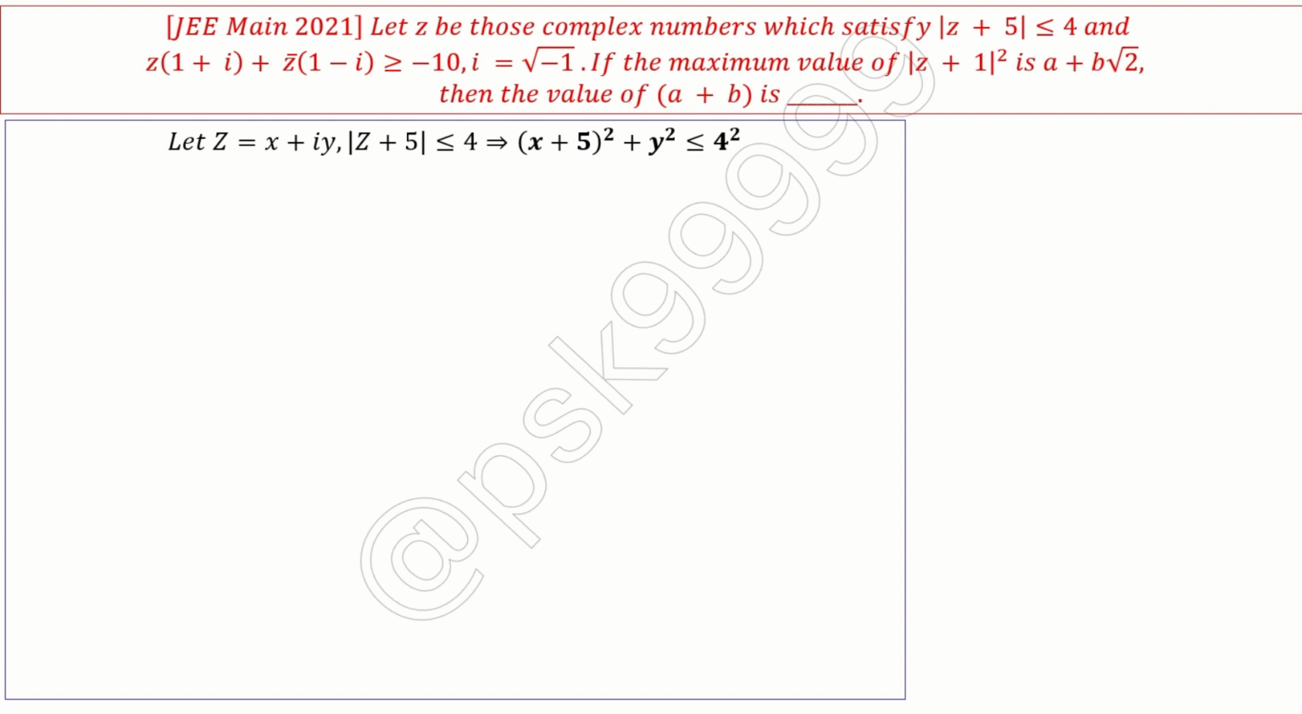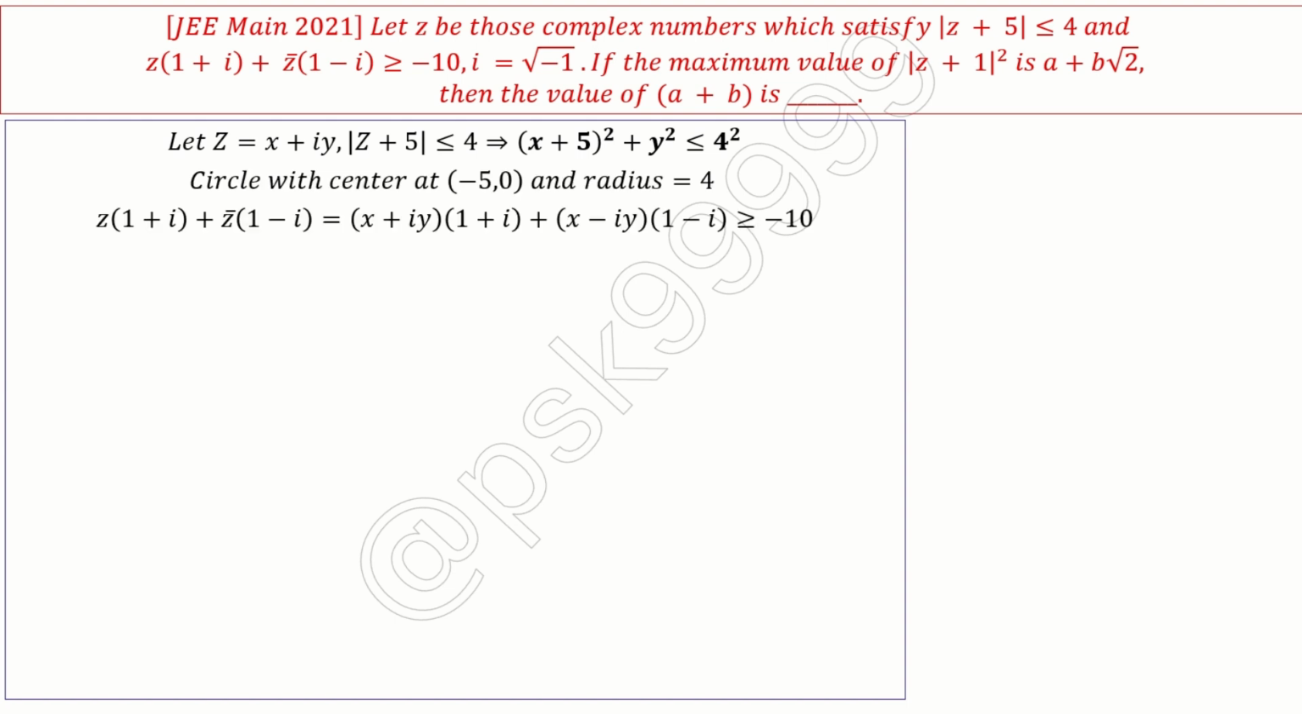then absolute z plus 5 less than or equal to 4 is nothing but, we know, x plus 5 whole square plus y square is less than or equal to 4 square, which is an equation of a circle with center at minus 5 comma 0 and radius 4. Once you know this one, let's check the next one.